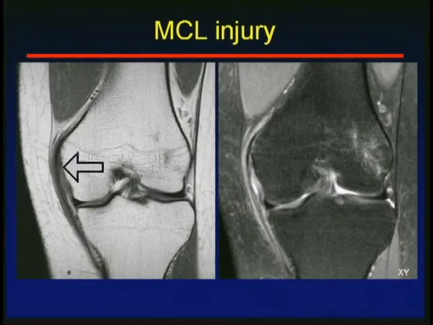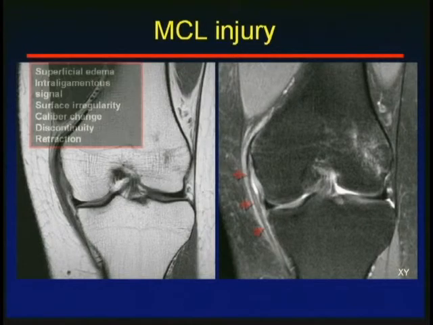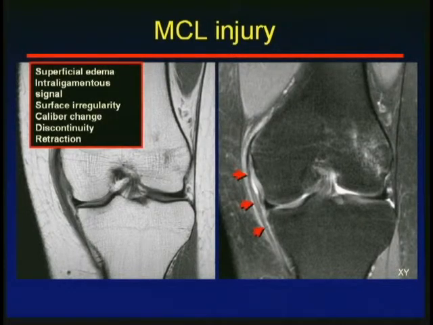Now, injuries to the medial collateral ligament are quite common, and they are generally treated conservatively, even if they're quite high grade. So the description of these does not perhaps need to be as detailed as it does when we talk about the posterolateral corner, for example, or the anterior cruciate ligament, which are more surgical lesions.